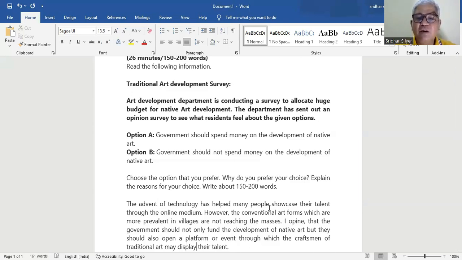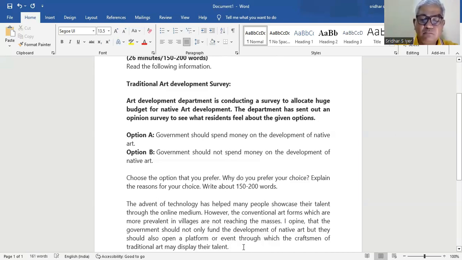Now, the advent of technology has helped many people showcase their talent through the online medium. However, the conventional art forms, which are more prevalent in villages, are not reaching the masses. I opine that the government should not only fund the development of native art, but they should also open a platform or event through which the craftsmen of traditional art may display their talent. So this is the introduction that I've written.